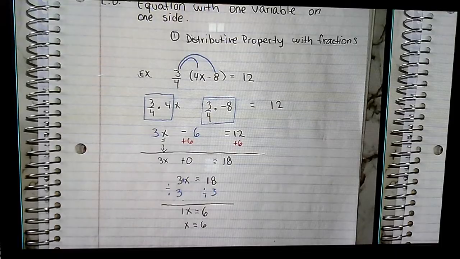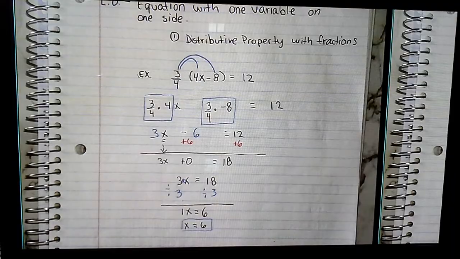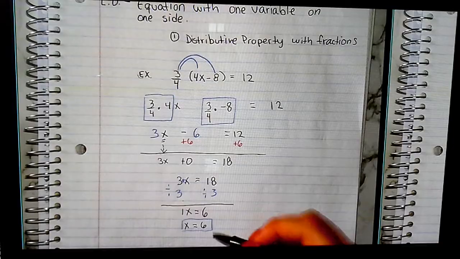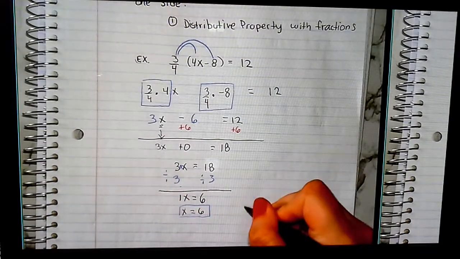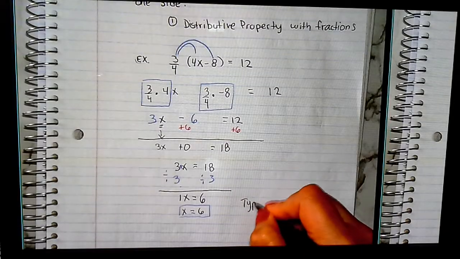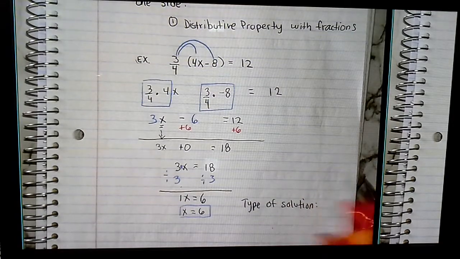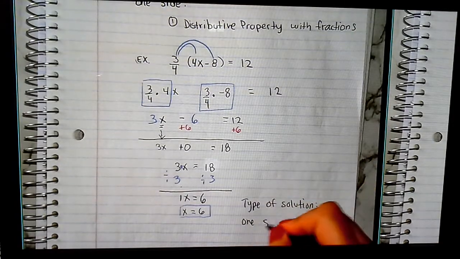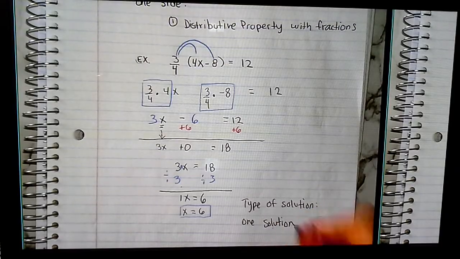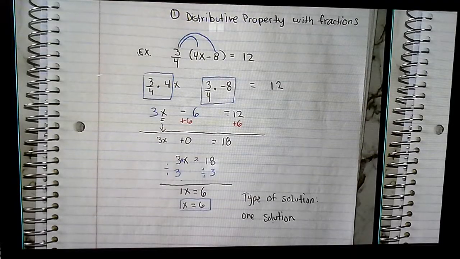That is my answer. Whenever we have an answer like this, where we have x equals a number, this is a one solution type. So your solution type is when x equals 6. So let's write that down. This is a one solution type. There are 3 different kinds. There's no solution, many solutions, and one solution. This is the one solution type.